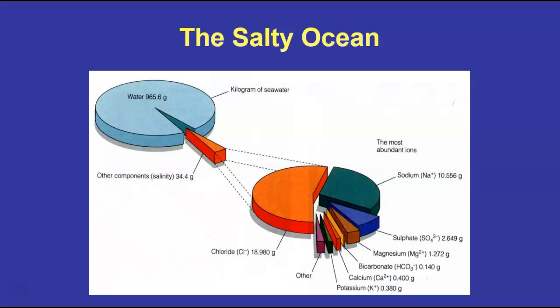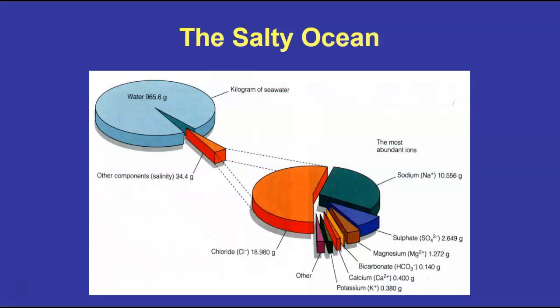In fact, take a look at this diagram for just a moment. On the left here, we have a pie graph, and this pie graph represents 1 kilogram of seawater. And of this 1 kilogram of seawater, most of it is H2O, most of it is water. In fact, 965.6 grams is actually H2O, water. A kilogram is 1,000 grams. Almost all of it is H2O, but there is a little piece of it, 34.4 grams.